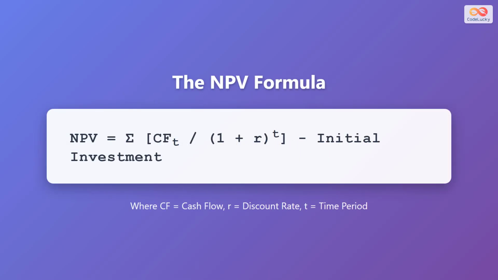Now let's look at the NPV formula. NPV equals the sum of cash flow at time t divided by (1 plus r) raised to the power of t, minus the initial investment. Here, CF represents the cash flow in each period, r is the discount rate, and t is the time period. This formula discounts each future cash flow back to its present value, then subtracts what you initially invested.